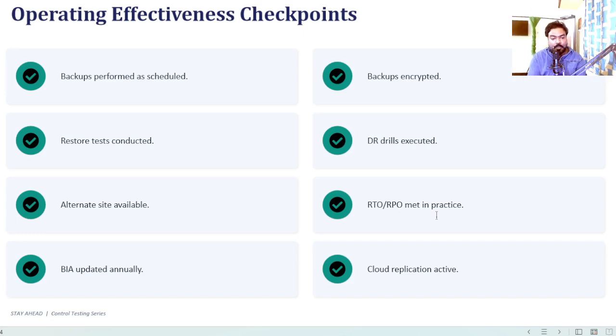Is the alternate site really available? Are RTO and RPO actually met in practice? Is the BIA updated annually? And is cloud replication actually active right now? This is where most organizations get caught. The plan looks great on paper, but nobody's tested a restore in 8 months.